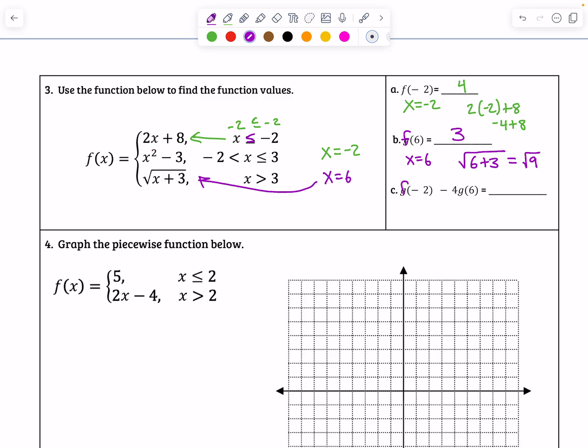And then again for part C, these are supposed to be F. Let me get another color. So we need to find f of -2, which we already found for part A, which is 4, minus 4 times f of 6, which we already found for part B, which is 3. So we just need to put those things together and multiply the 4 times the 3. So then we get 4 minus 12, which would be -8.